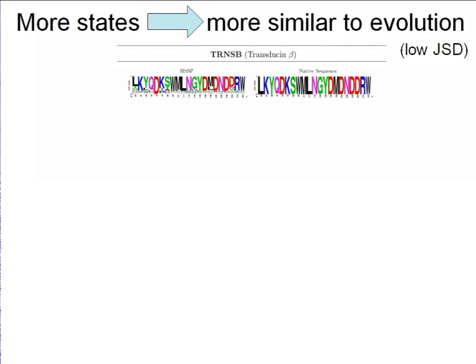So overall, what we did see is that as additional states are added, as additional partners are modeled, then we end up with sequences that are more similar to evolutionary sequences. That is, they have a lower JSD score. So on top here, you see the ISCB profile on the left.